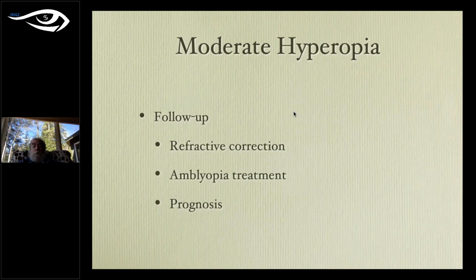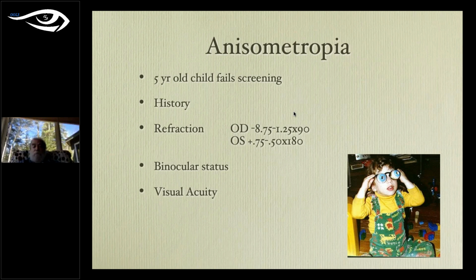So the next case is an anisometropia. Classic. A 5-year-old child failed the vision screening at school. Parents never noticed the problem. Visual acuity on the right eye was terrible. Visual acuity on the left eye was normal. Parents never noticed a thing. This was a complete surprise to them. They thought the vision screening was wrong. On my examination, this is what I found. I found high myopia on the right eye. I found essentially emmetropia on the left eye.